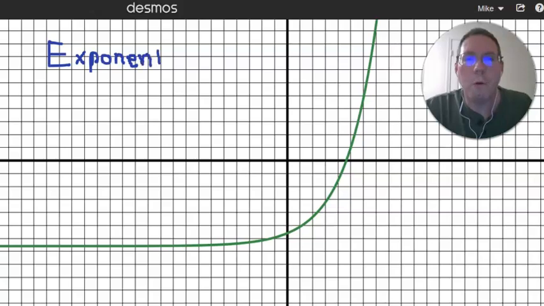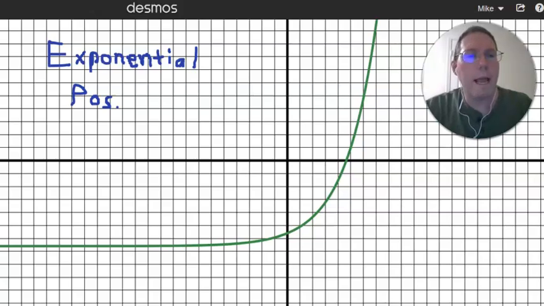Make sure you write out the whole word here because I want you to get used to writing this word. Exponential. Okay, exponential. And this one is positive, so we're going to put POS. Okay, there we go. This is an exponential positive.